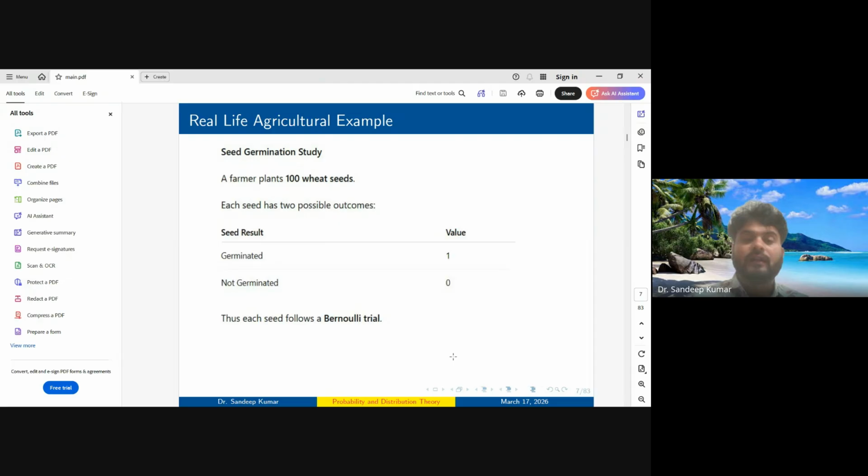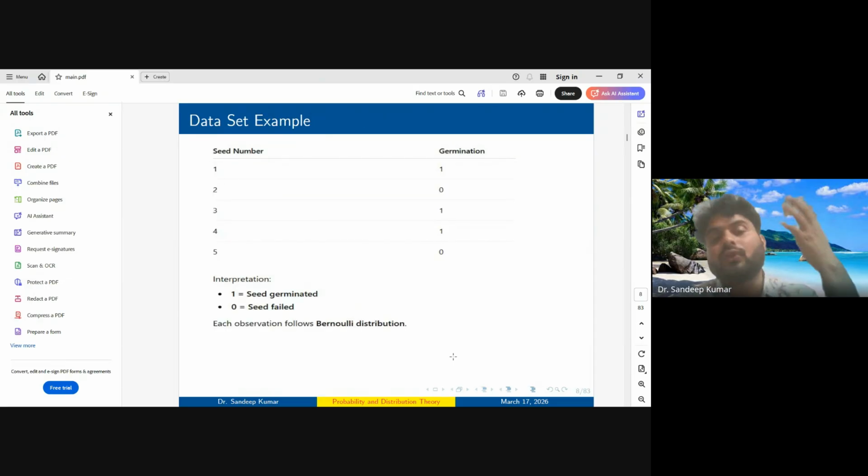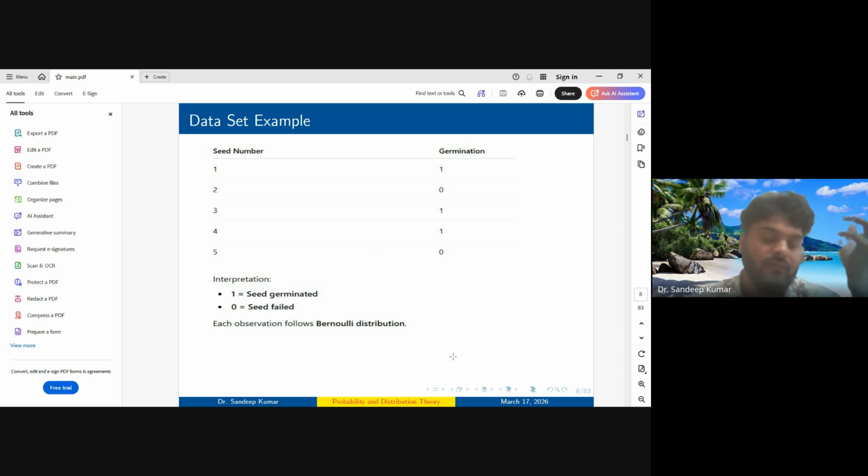And the data set. About the Bernoulli distribution, which type of data set occurs? This type of data occurs. The first column is seed number and the other column is germination. Seed number 1, 2, 3, 4, 5, and the corresponding germination: seed 1 has germination 1, seed 2 has 0, seed 3 has 1, up to seed 5 with 0 germination.